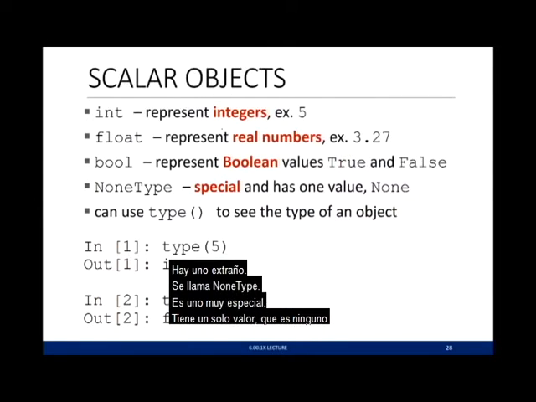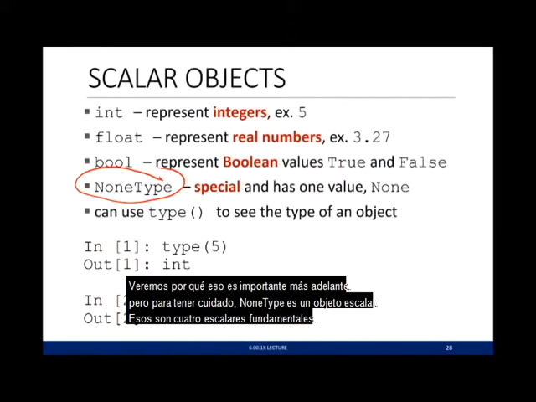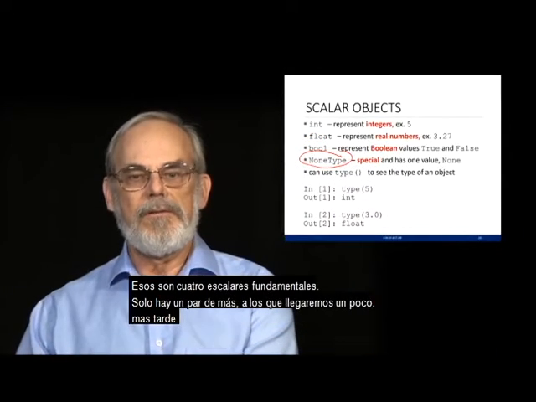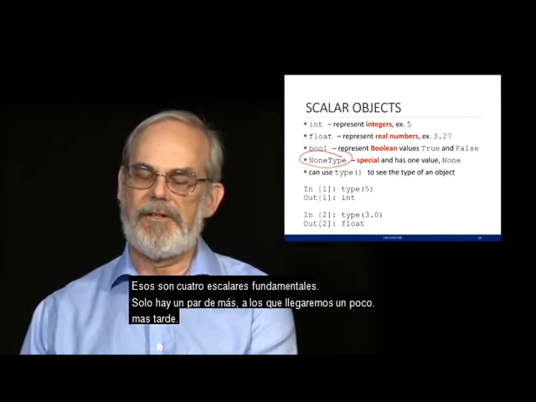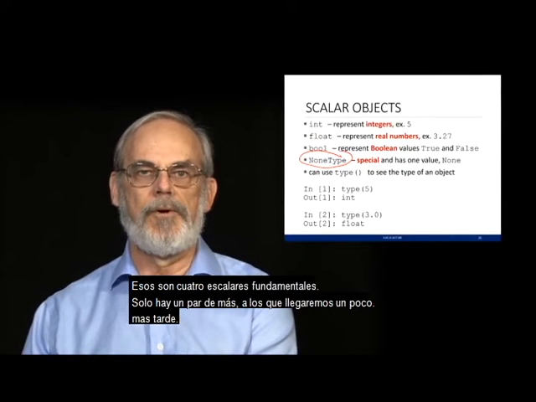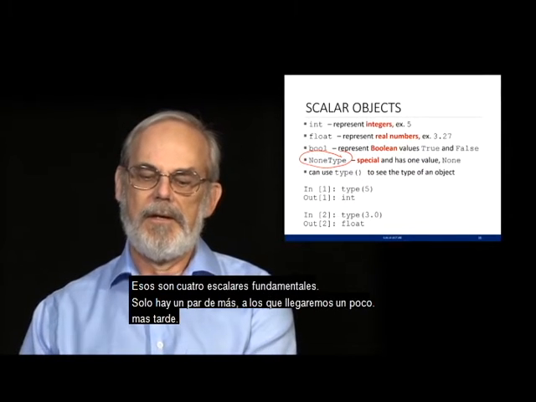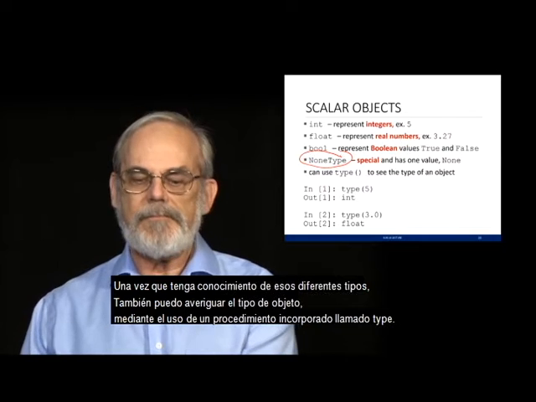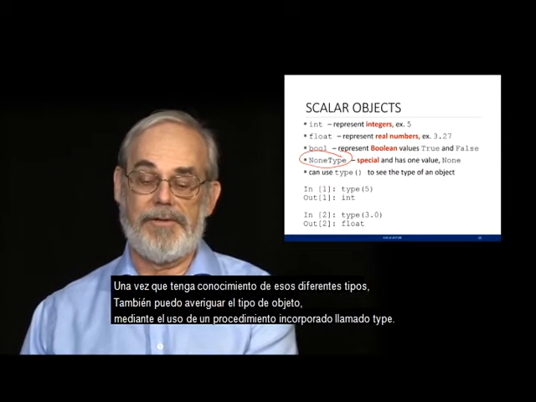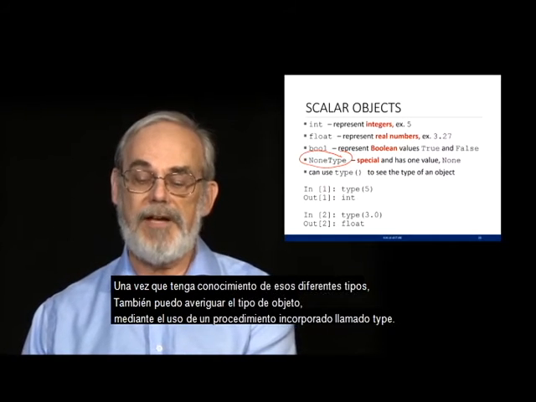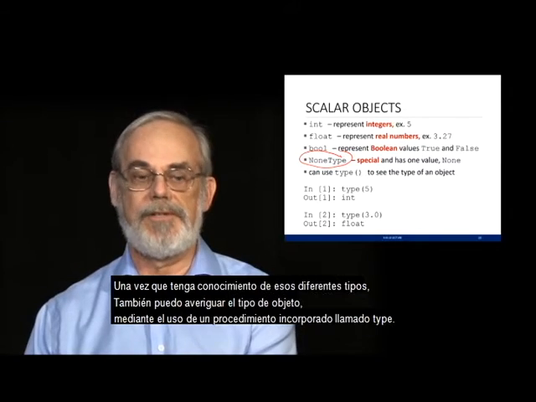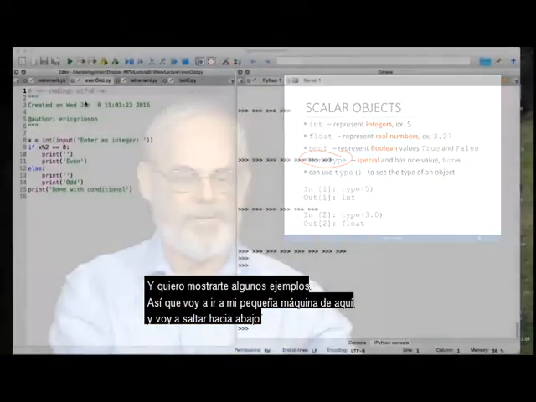There's one weird one. It's called NoneType. It's a very special one. It has only one value, which is None. We're going to see why that's important later on, but just to be careful, NoneType is a scalar object. Those are 4 fundamental scalars. There are only a couple more which we'll get to a little later on. Once I have knowledge of those different types, I can also find out the type of an object by using a built-in procedure called type. And I want to show you some examples.